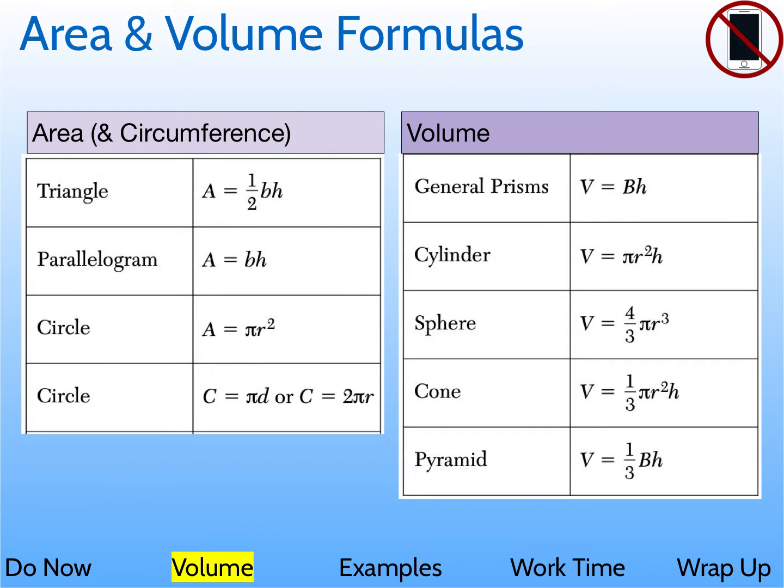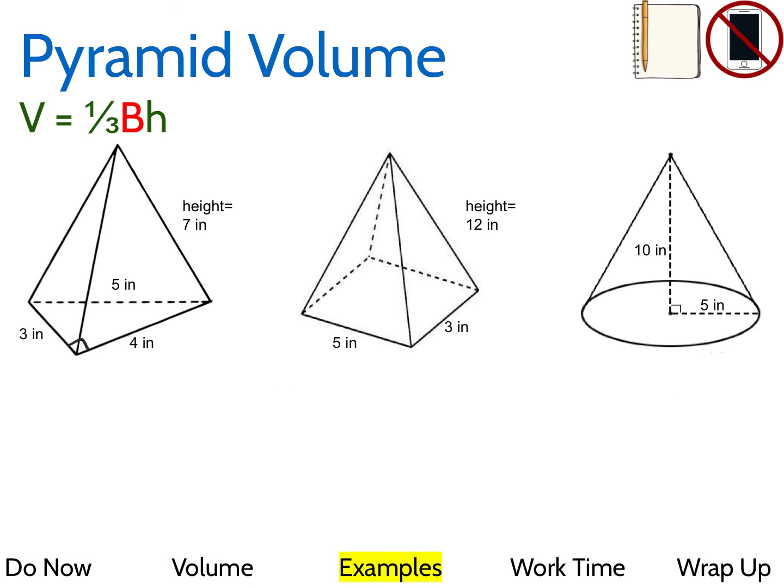Essentially, it's the exact same way that you do prisms and cylinders, except it's 1/3 the size of that. So pyramids and cones are always going to be 1/3 the volume of the same prism and cylinder, as long as you have the same base and height. All right, so let's try to figure out the volume of these things.